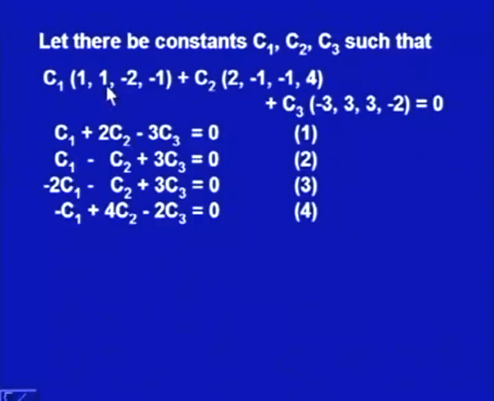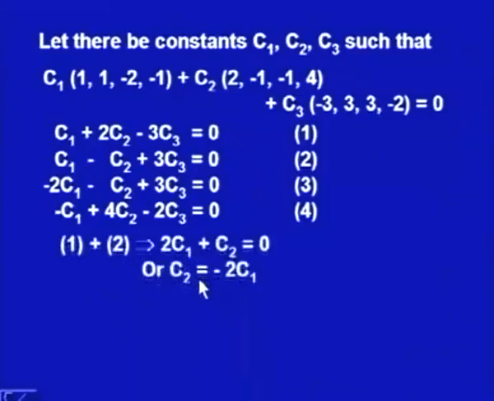The second equation is C1 minus C2 plus 3 C3. So, this way we form 4 equations. Now, these 4 equations have to be solved for C1, C2 and C3. If we add the first 2 equations, 1 and 2, this will be simply 2C1 plus C2, this will cancel out, is equal to 0, and this means C2 is equal to minus 2 times C1.